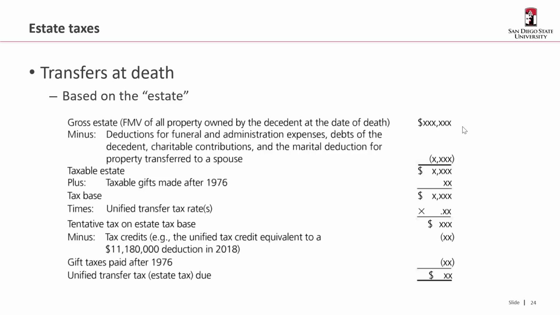Multiply that by the transfer tax rate. You get the tentative tax, and again, you're eligible to deduct any tax credits. And in 2018, the deduction is equivalent to $11,180,000. And then you deduct any gift taxes you've already paid on those transfers, and that would be your transfer tax or estate tax, sometimes called due.